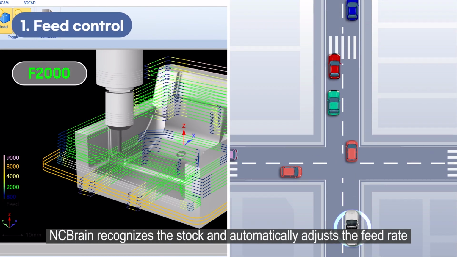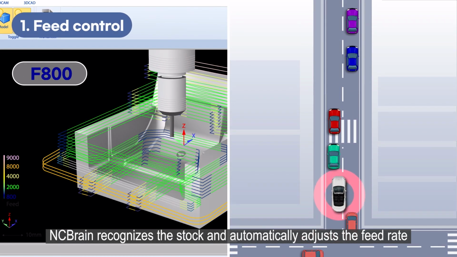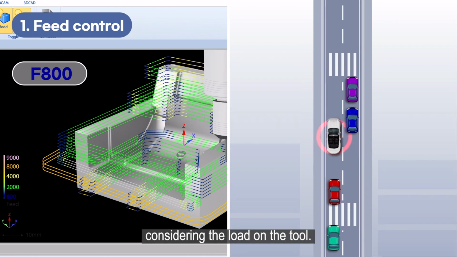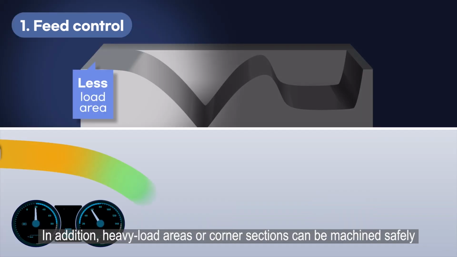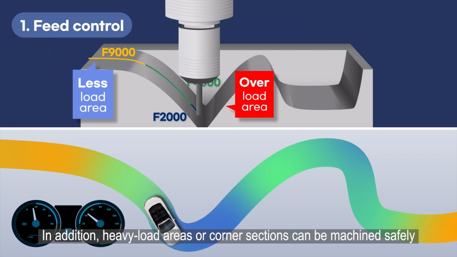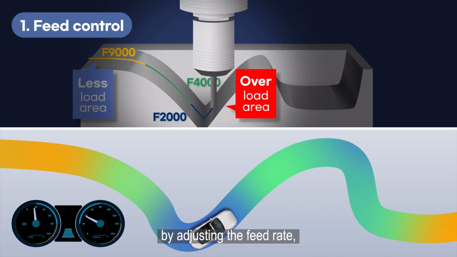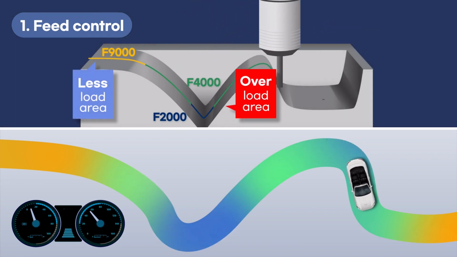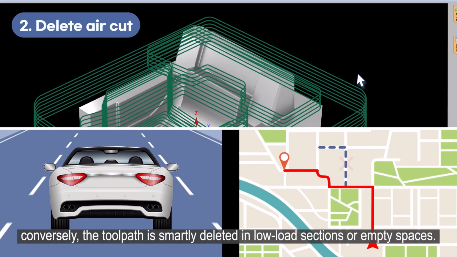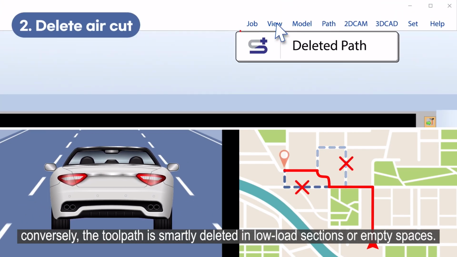NCBrain recognizes the stock and automatically adjusts the feed rate considering the load on the tool. In addition, heavy load areas or corner sections can be machined safely by adjusting the feed rate. Conversely, the toolpath is smartly deleted in low load sections or empty spaces.